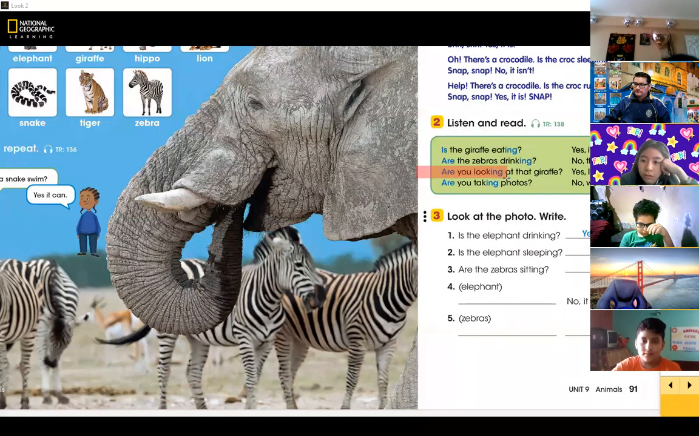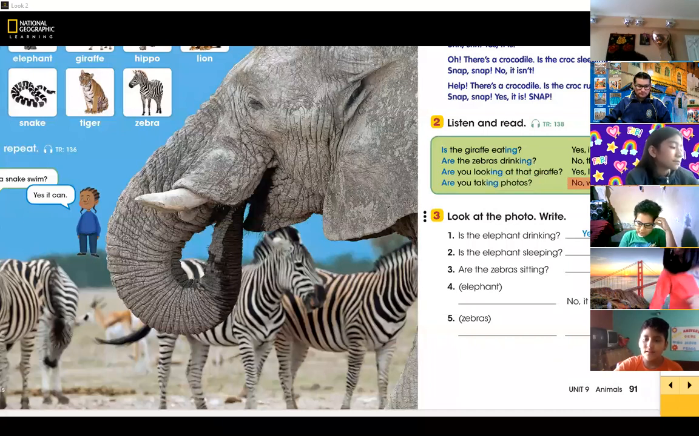Are you looking? Are you looking at that giraffe? At that giraffe? Yes, I am. Yes, I am. Are you taking photos? Are you taking photos? No, we aren't. No, we are. We aren't.